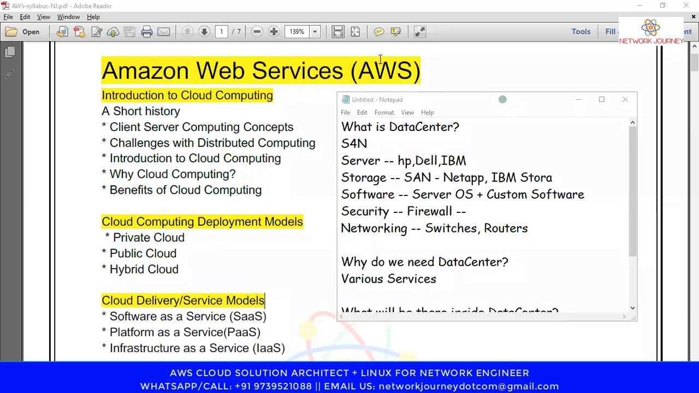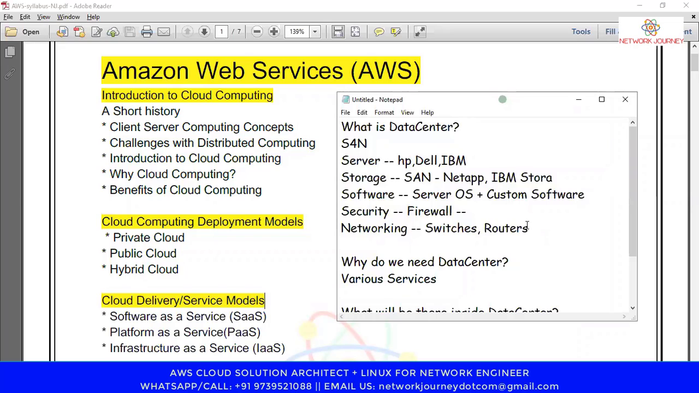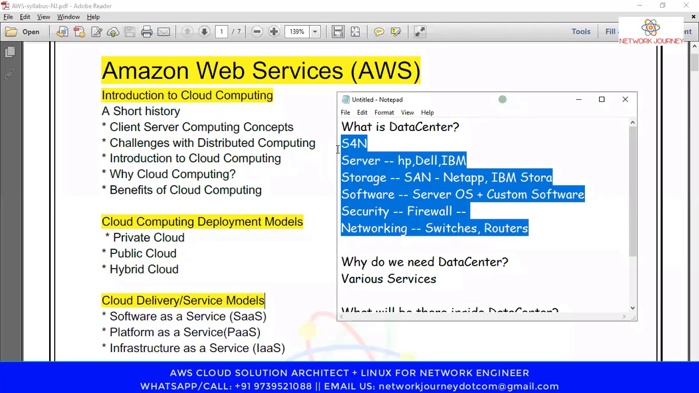So I'm going to tell about the history, how we are moving from on-prem to the cloud. As of now, we can say this is on-prem. On-prem means on-premise. In your premise, you are going to keep all these physical resources: the server, storage, software, security, networking. All this will be in a physical environment, all physical resources.